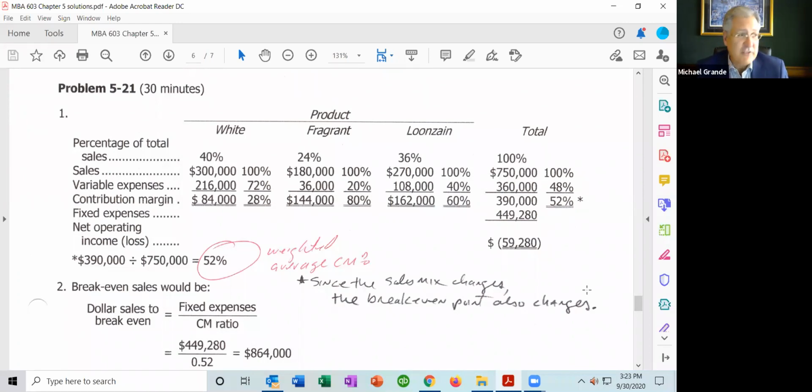Why? Because the sales mix changed. Let's look at it and ask why. In the original sales mix, white rice represented 20% of sales. It only has a 28% contribution margin. But look what happened. The actual sales were double, so instead of 20%, they're now 40%. That contribution margin of only 28% dragged down the overall profit of the company because the sales mix was off.